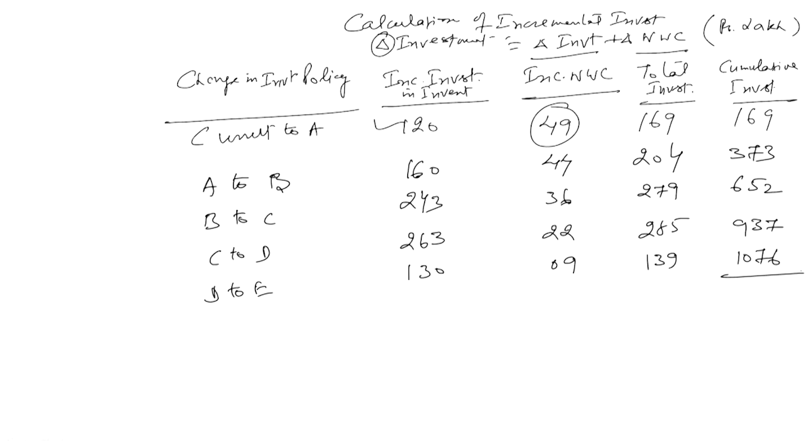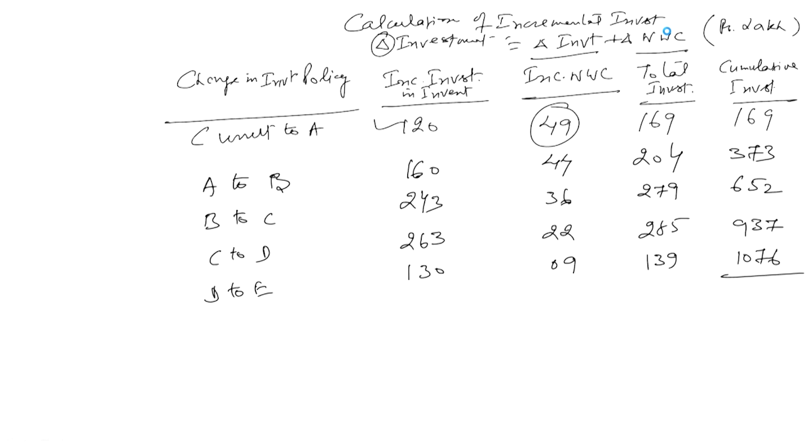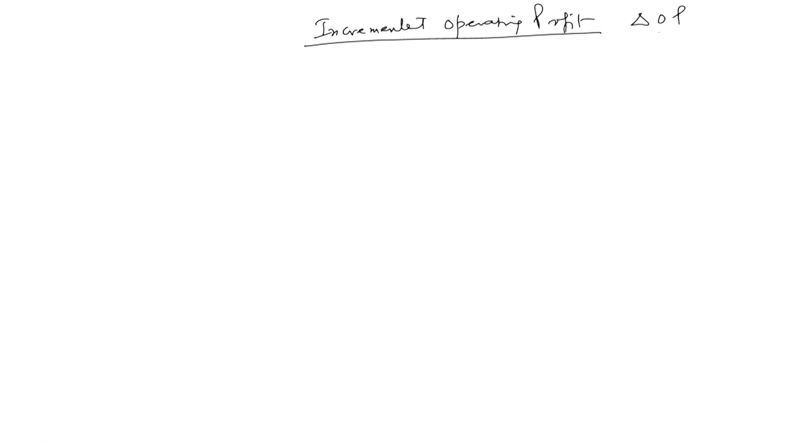Now the next part what we have to do is we will have to work out the incremental operating profit. Same way we will have to work out the incremental operating profit, which we call delta OP, change in the operating profit. As in the previous case we have seen the delta investment, now it is the delta OP, change in the operating profit.